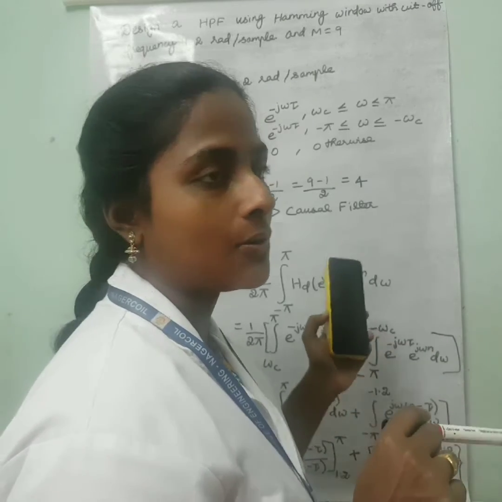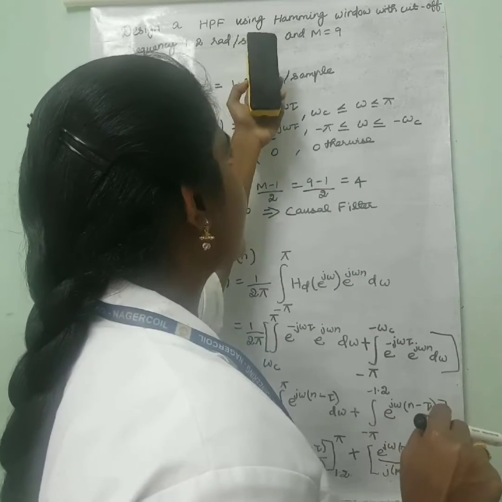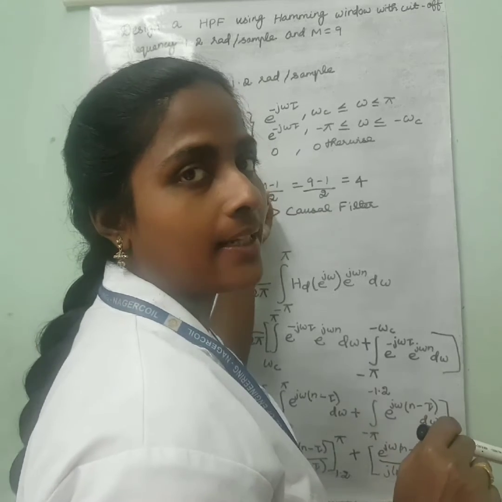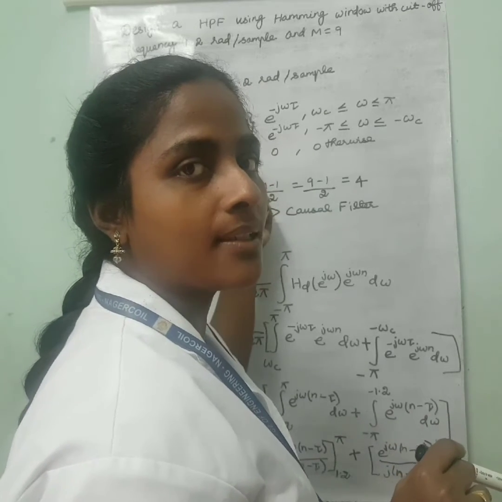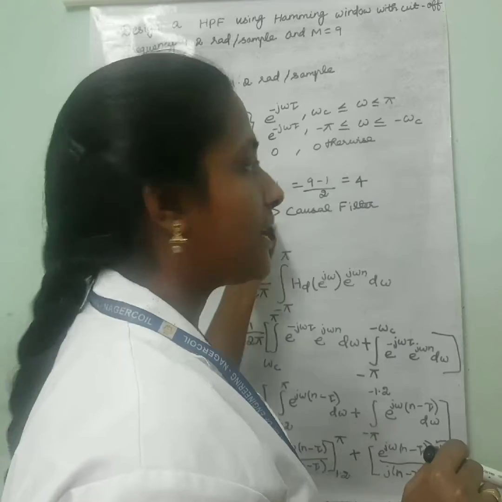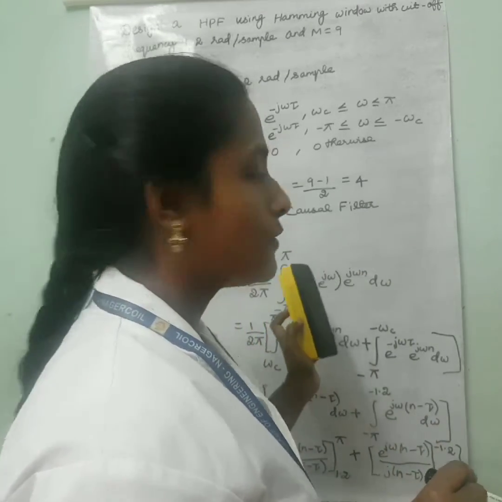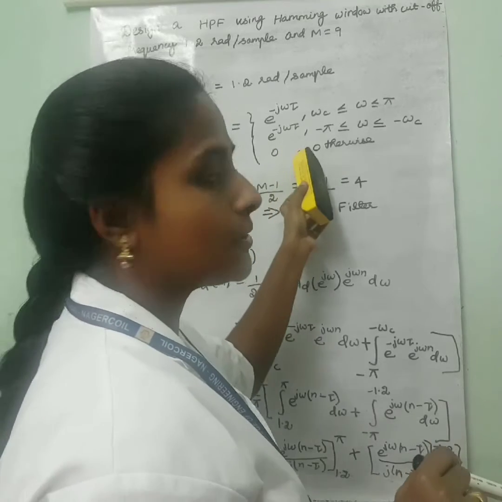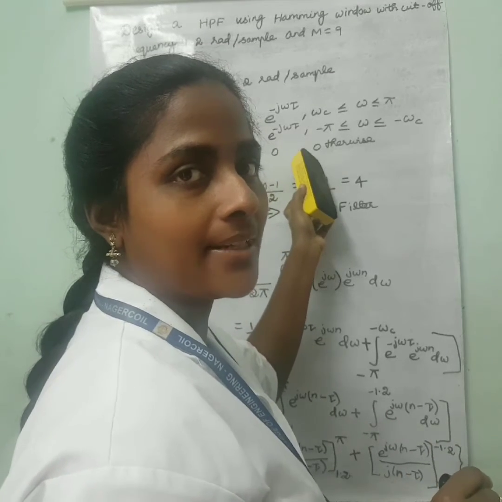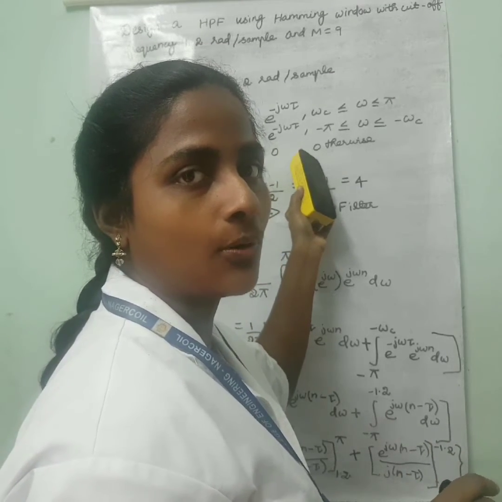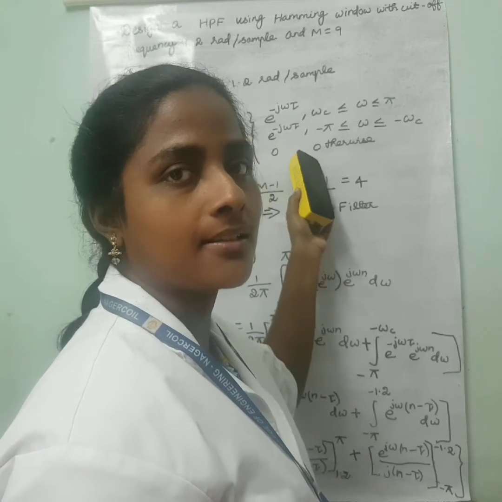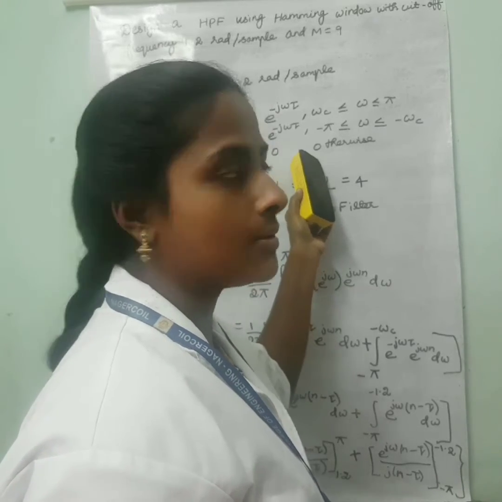If in the question they are given like this, we have to write only this equation. From this equation only you can find hd of n, that is h of n. To find hd of n we have to know this equation, that is, the limit range for each filter. Desired frequency response for each filter we have to know.